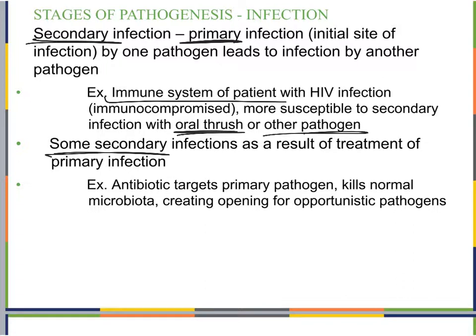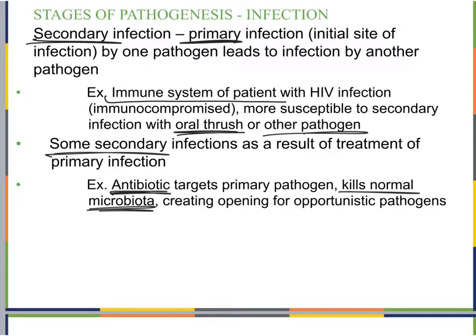Some secondary infections, however, are the result of the treatment of the primary infection. So, for example, if somebody has a primary infection, they go into the doctor or the hospital or something, and they're given an antibiotic. That antibiotic is going to target that primary pathogen, but it also is going to kill the human's normal microbiota. When it does this, then there's no longer that competition in that microbiome. Having that healthy microbiome is no longer there to help protect that person from another pathogen.